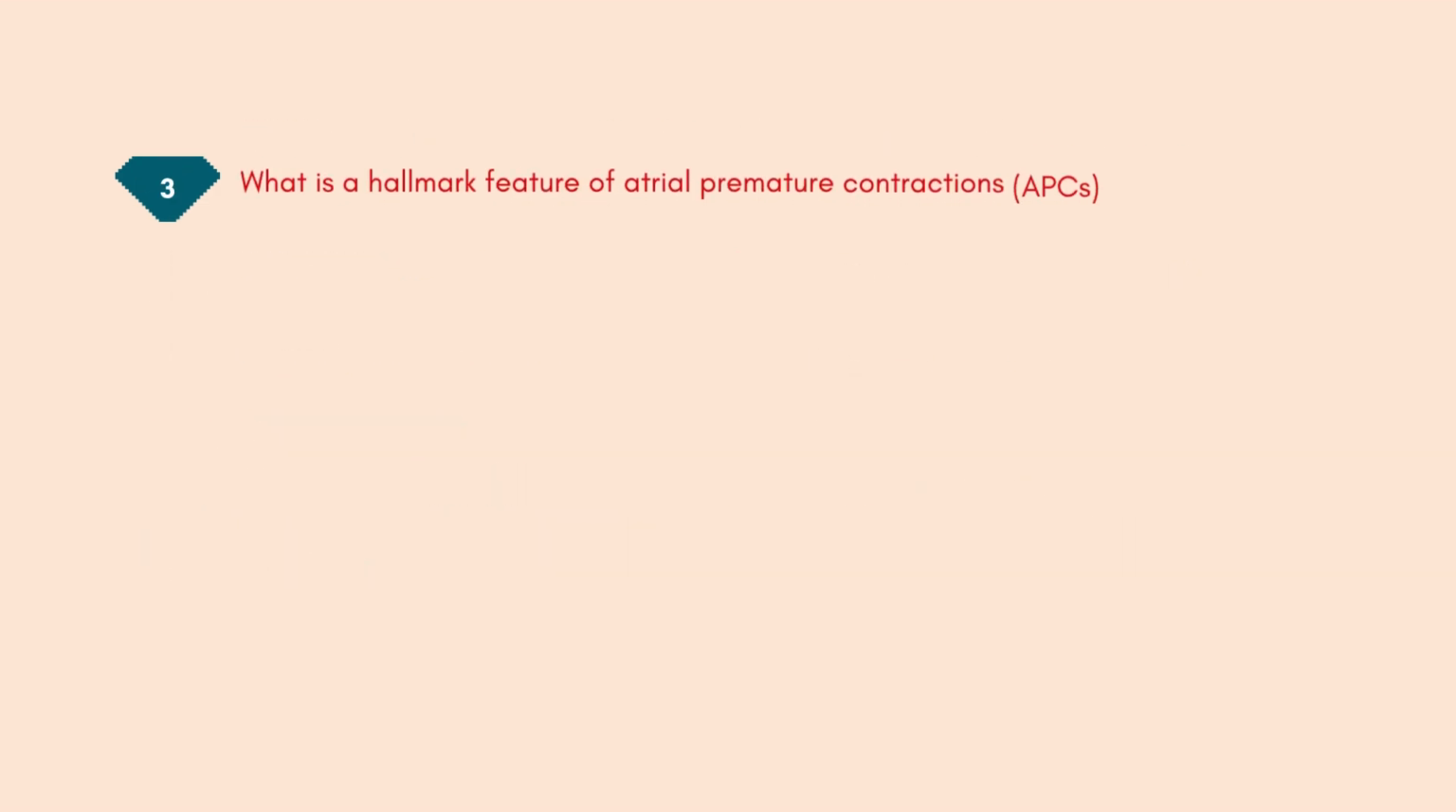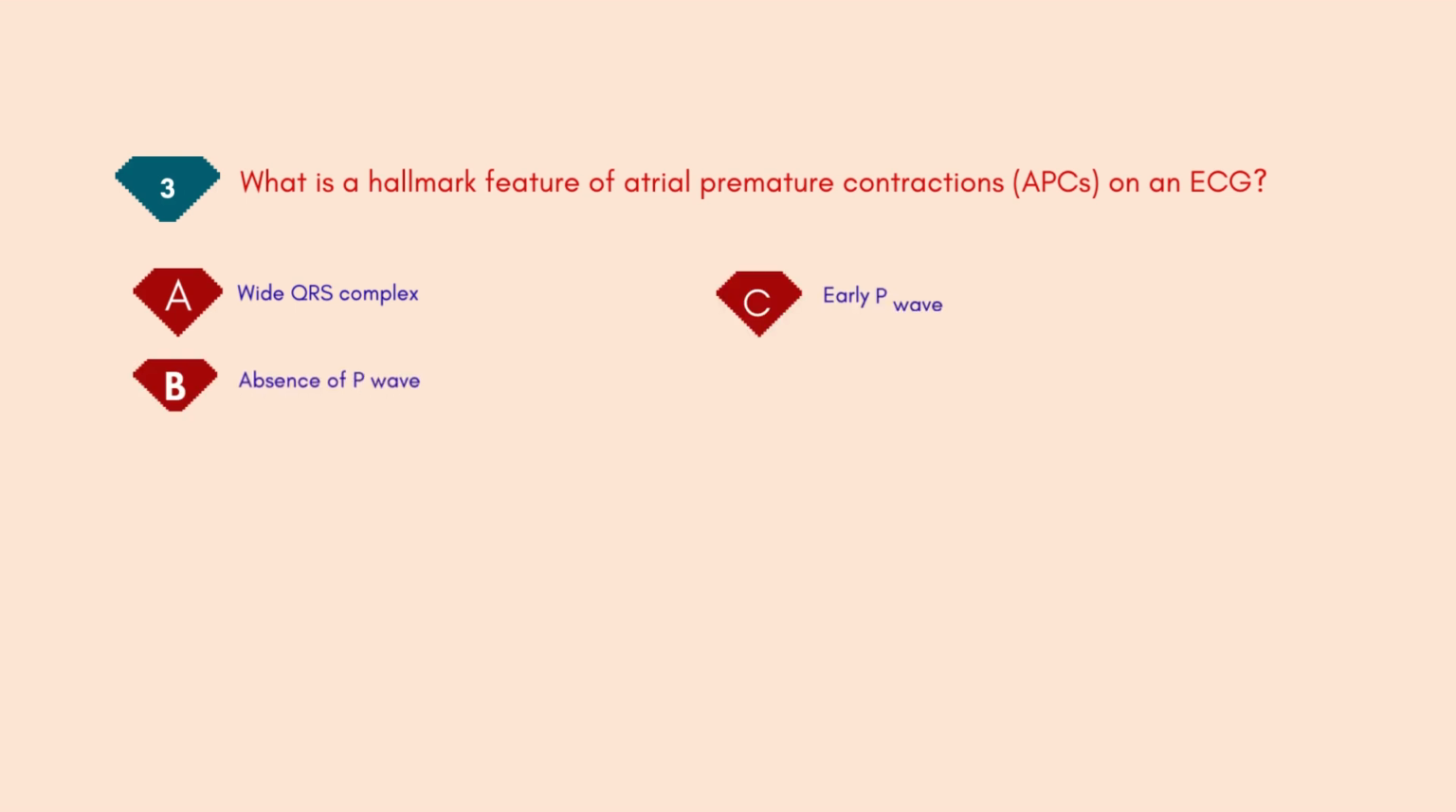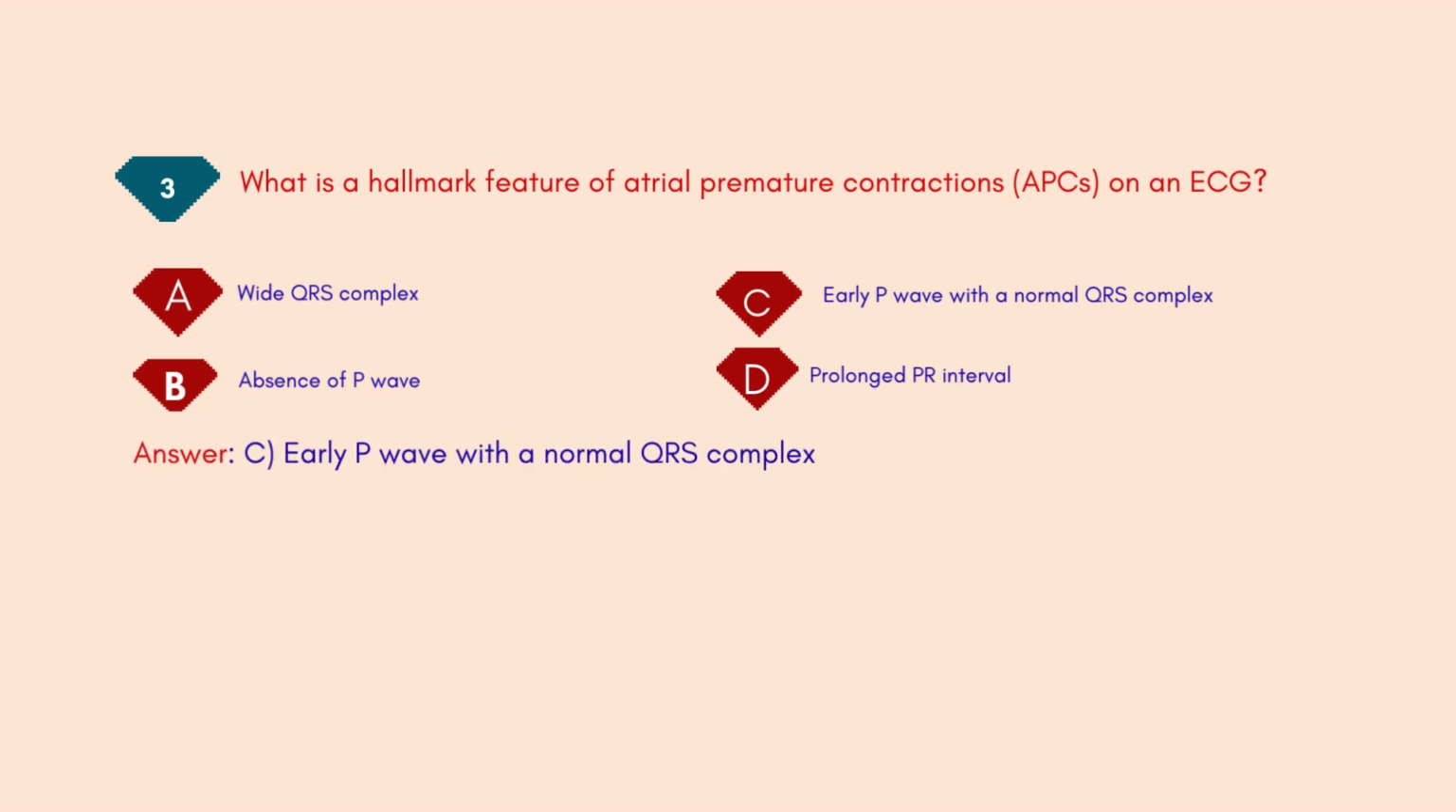What is a hallmark feature of atrial premature contractions, APCs, on an ECG? A. Wide QRS complex. B. Absence of P wave. C. Early P wave with a normal QRS complex. D. Prolonged PR interval. Answer: C. Early P wave with a normal QRS complex.